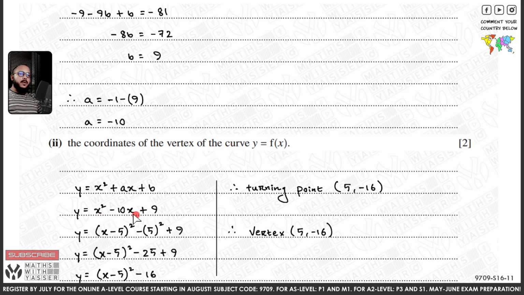Now let's do completing the square, because with the help of completing the square, we can find the turning point. So x minus 5 whole square minus 5 whole square. So first we take x, then this negative, and we divide 10 by 2. That gives us 5. We make it whole square, then take away this 5 whole square plus 9. So x minus 5 whole square minus 25 plus 9. Simplifying this, we get x minus 5 whole square minus 16. So the turning point, which is the vertex, is 5 and negative 16.